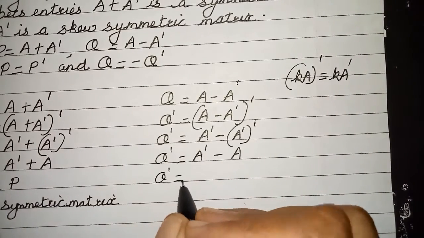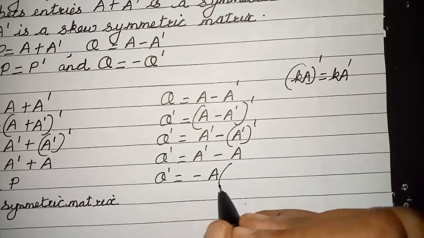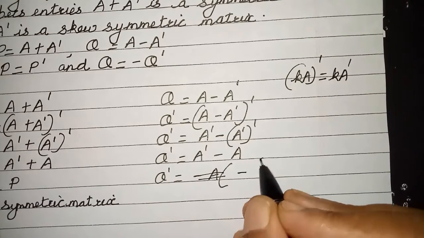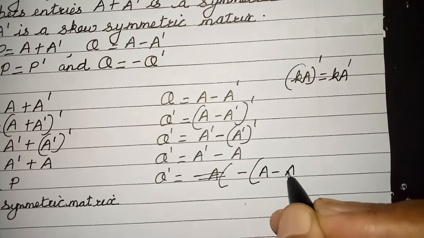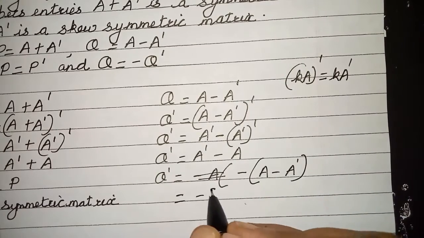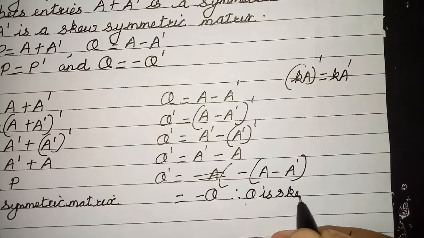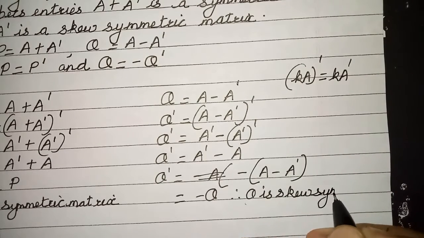Okay. So Q dash will be A dash of minus of A. I'll just take minus sign common. It will be minus of A dash. That is nothing but minus of Q. Therefore, I will get Q is skew symmetric matrix.